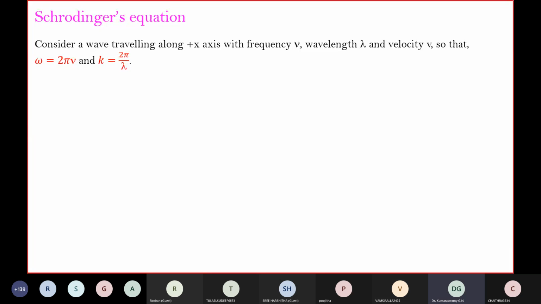Did you note down the statement? So a general typical wave equation for this wave is y equals A e to the power of minus i(omega t minus kx). Right? y is equal to A into e to the power of minus i(omega t minus kx). This is a typical wave equation for this wave.